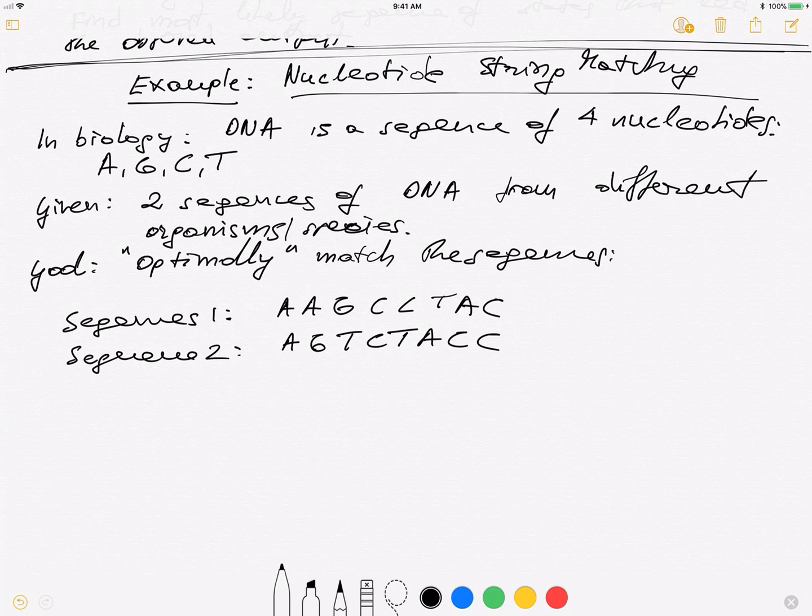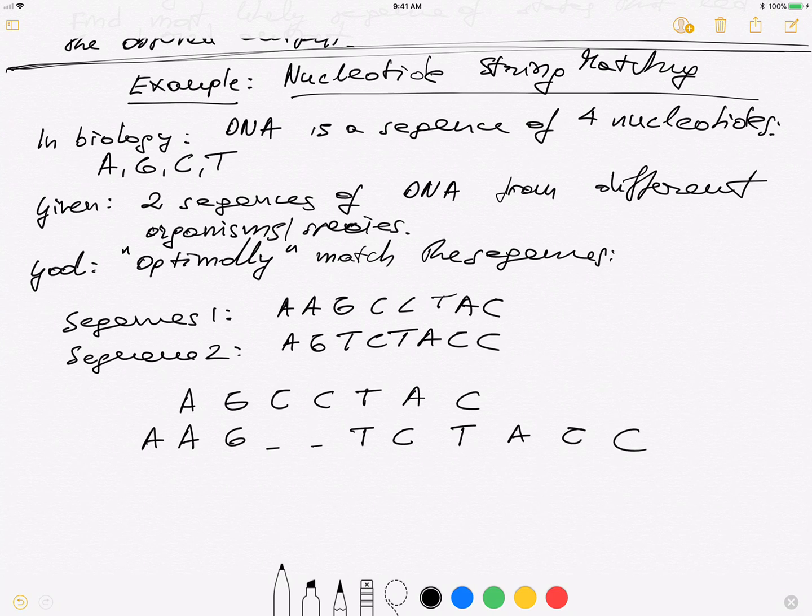One possible matching could be this: A, G, C, C, T, A, C. And now pay attention. A, G, now space, T, C, T, A, C, C. So first we can observe that these 2 sequences, okay, they are in this case of the same length. What would be the length? 1, 2, 3, 4, 5, 6, 7.